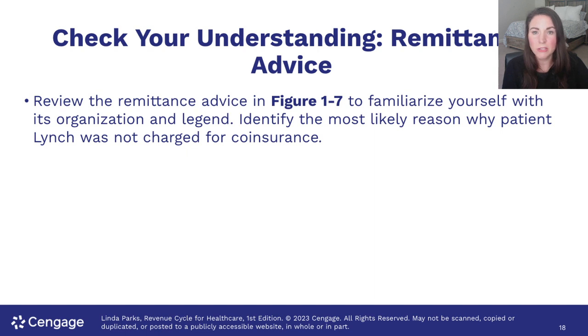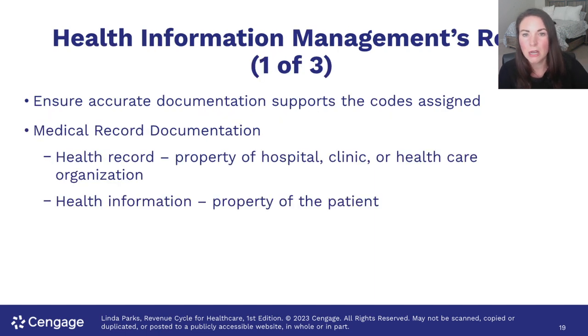Okay, the Health Information Management Department plays a big part in the revenue cycle. The coders are the ones that are actually looking in the patient records and assigning diagnoses and procedural codes. Then after everything's coded, the HIM department is also making sure that there's documentation in the record to support those codes.